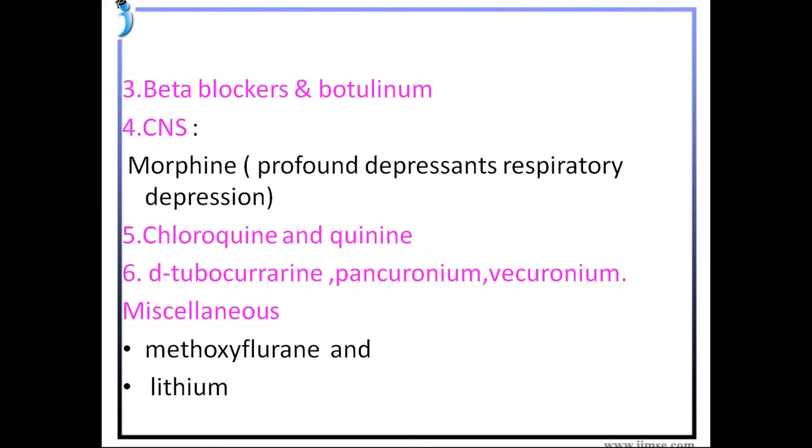Drugs like morphine also, because as we see, myasthenia gravis has respiratory depression, that is, weakening of respiratory muscles. Morphine already has a tendency to suppress the respiratory system, so further prescribing morphine will worsen the condition of the patient. Chloroquine and quinine should also not generally be considered for patients having myasthenia gravis. And a few of your skeletal muscle relaxants like D-tubocurarine, pancuronium and vecuronium also should be avoided, as all these drugs give a muscle relaxant effect. A patient having myasthenia gravis is already suffering from weakness, and these drugs will further worsen the condition.